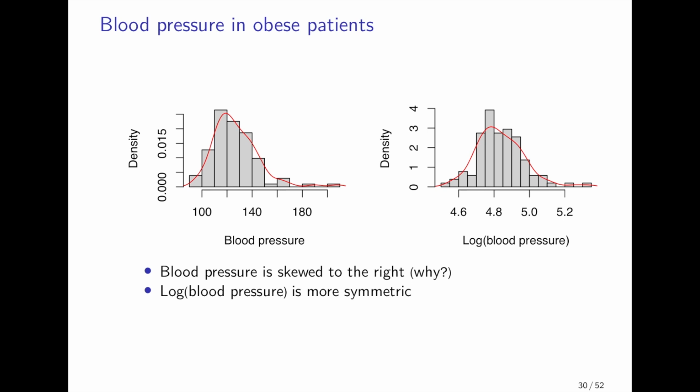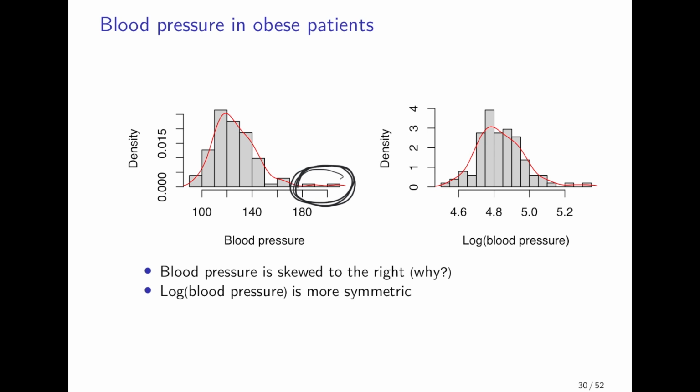This is a histogram of blood pressure in a sample of obese patients. And what you see is that there is right skew in this distribution. There are some values here on the right that are more extreme than we expect. And typically in this kind of distribution, it is very common to see skew to the right. And the slide asks here, why do you think that is?